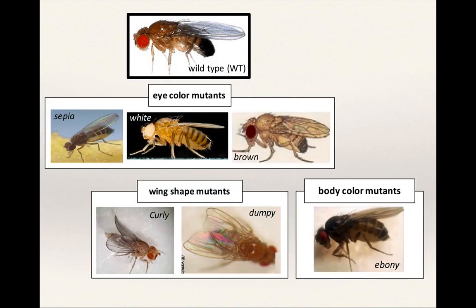For your pre-lab, you are asked to figure out more information about many of these different mutants, including their phenotype, which chromosome they're on, and how the gene is abbreviated. You'll be able to use Flybase to figure out most of this information.